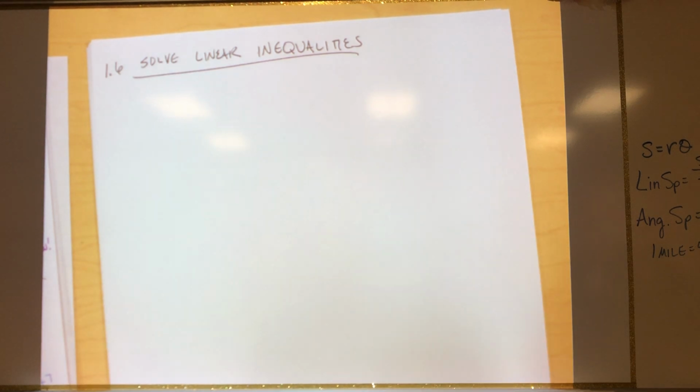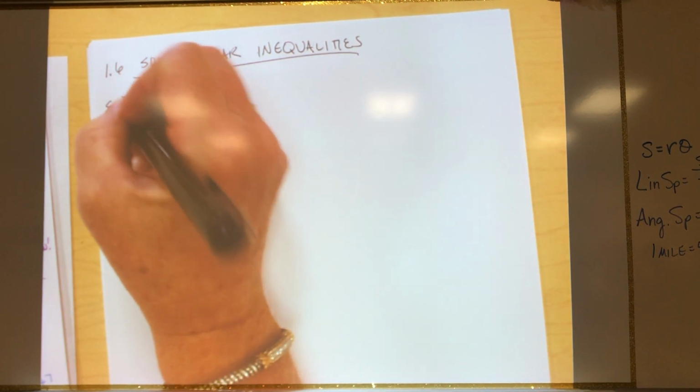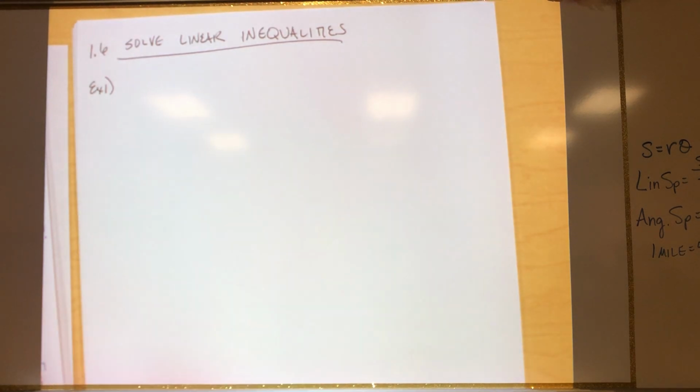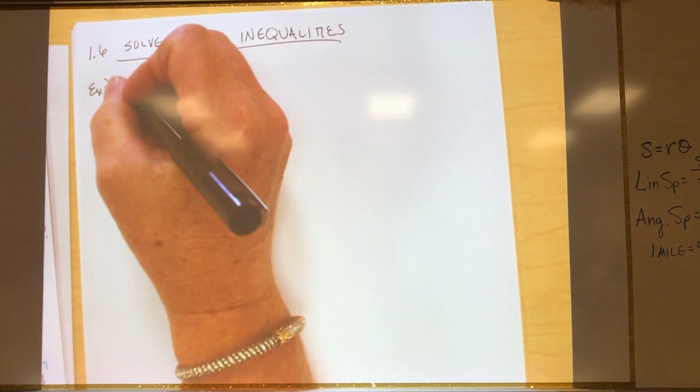Now, since that's the only rule, do you think I'm going to test you on it? Yes. You can bet on it, people. I will put it on my test. All right, so here we go. Example 1. I'm going to do 4 problems, and then I'm going to teach you the new skill. All right, so here's the first one.